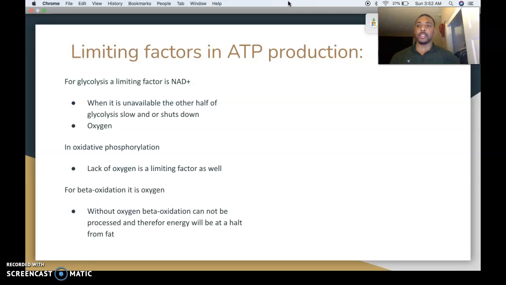Some of the limiting factors for glycolysis: the limiting factor is NAD+, since when it is unavailable, the other half of glycolysis is slow and tends to shut down. Oxygen has also been known to be an inhibitor, according to the text. For oxidative phosphorylation, lack of oxygen is a limiting factor as well. For beta oxidation, oxygen is also another limiting factor. Without oxygen, beta oxidation won't continue because it is an aerobic process.